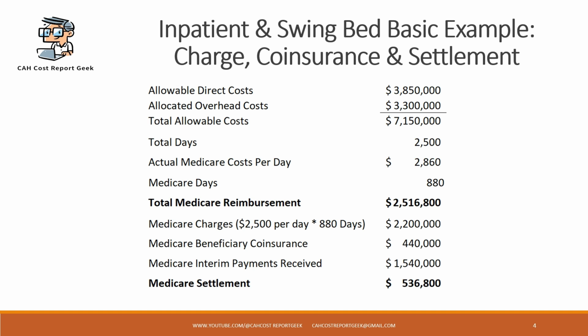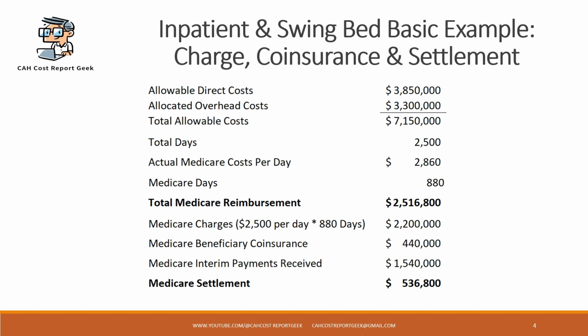$2,860. We multiply this daily cost by the number of Medicare days to determine the total reimbursement from Medicare, which is just a little over $2.5 million. In this scenario, Medicare charges were $2,500 per day for a total of $2.2 million. The Medicare coinsurance amount is $440,000, which is 20% of Medicare charges. This amount, along with the amount of interim payments received, is deducted from the total Medicare reimbursement to determine the settlement.